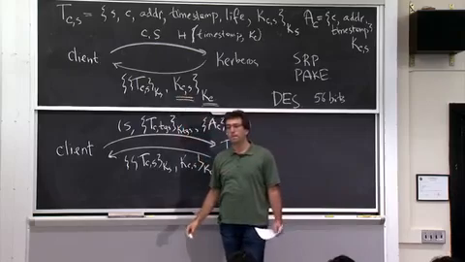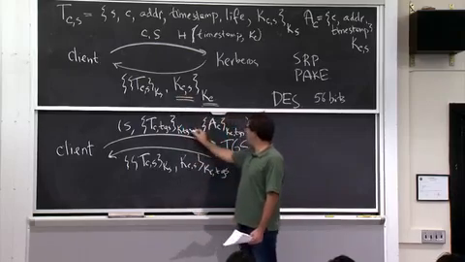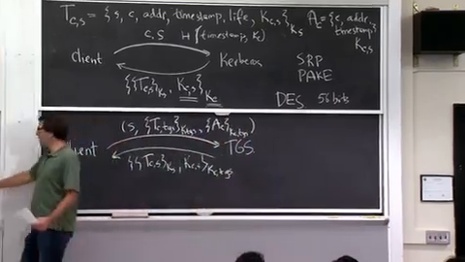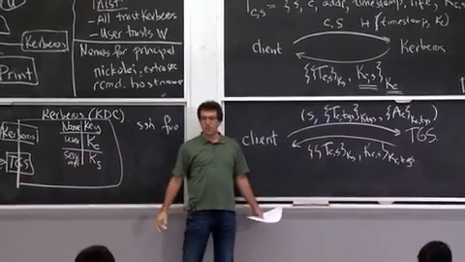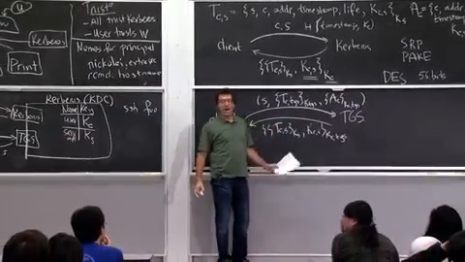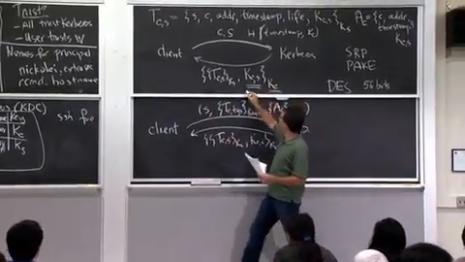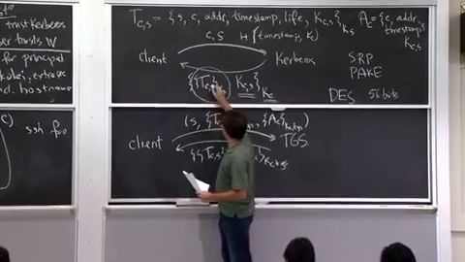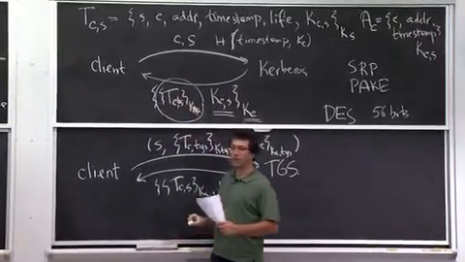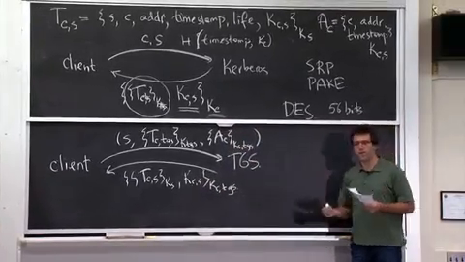Where does the client get KTGS from? Ah, good question. The client has no idea what this is, because this is like a super secret key. If you knew this, you'd probably be able to break all of Kerberos. So the client has no idea what KTGS is. It's the Kerberos server itself that generates this whole blob for you, where this is actually TGS and this is KTGS over here. So you don't construct this yourself, you just copy it over.